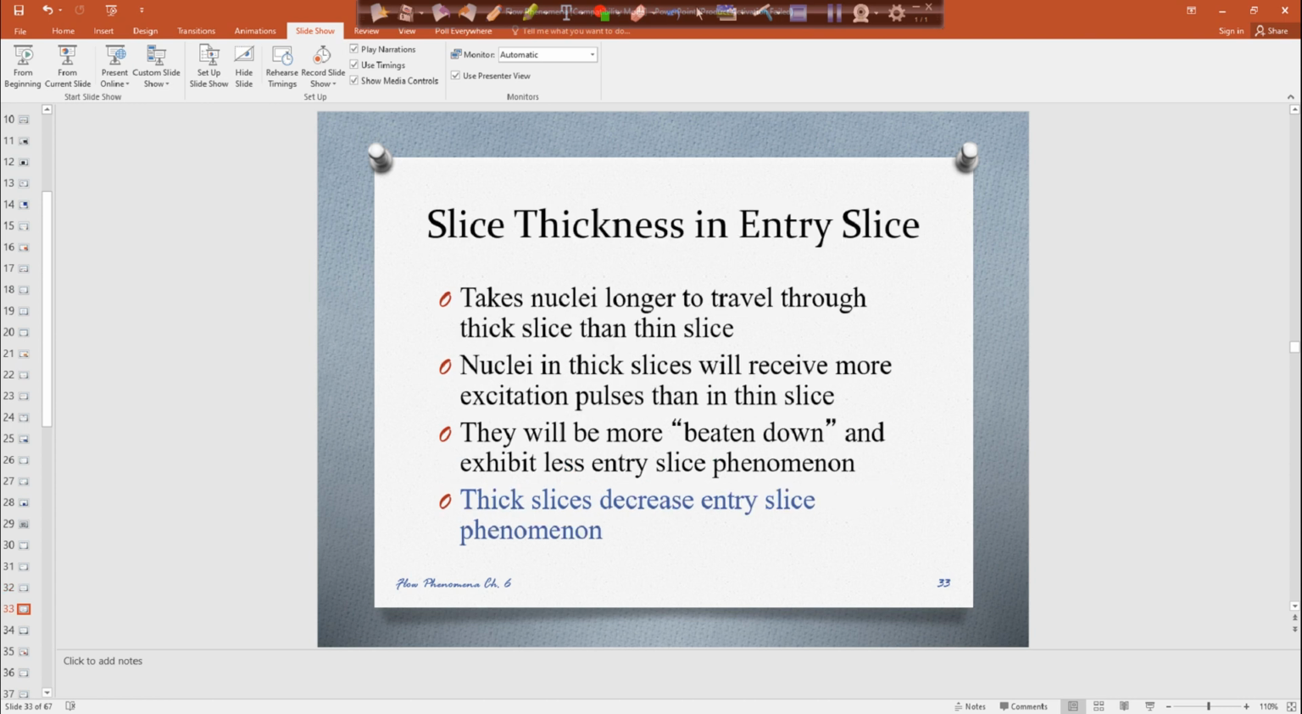Slice thickness. Nuclei take longer to travel through a thicker slice than a thin one. So that means the nuclei in a thick slice will more likely receive more excitation pulses than in a thin slice. So they'll become more beaten down and exhibit less entry slice phenomena. So to summarize, thick slices decrease entry slice phenomena.